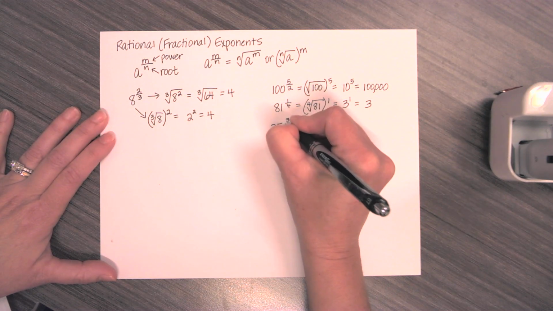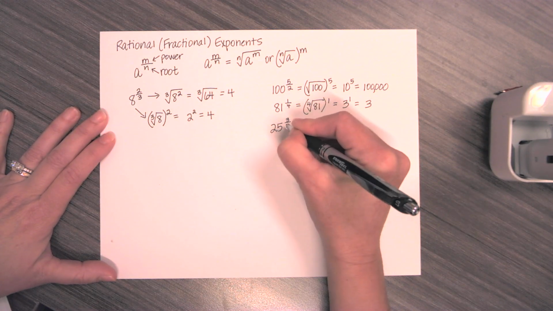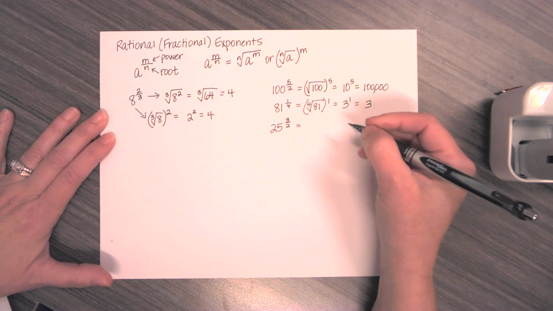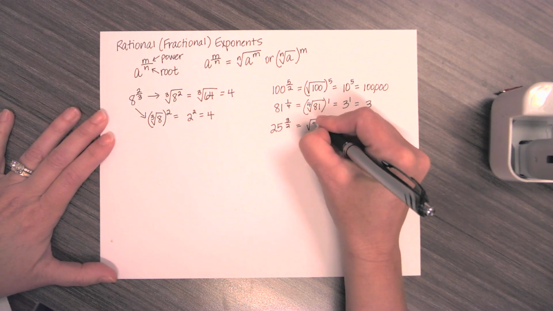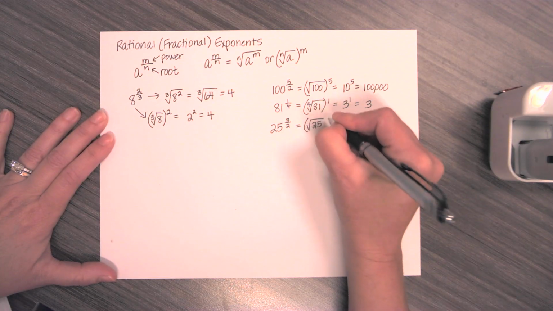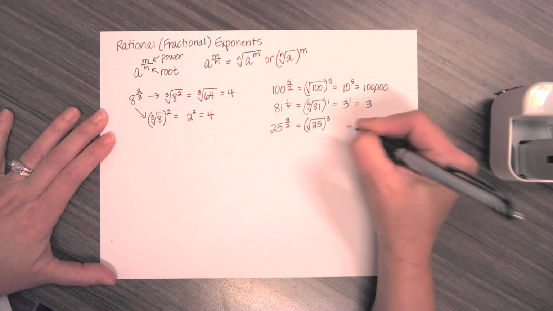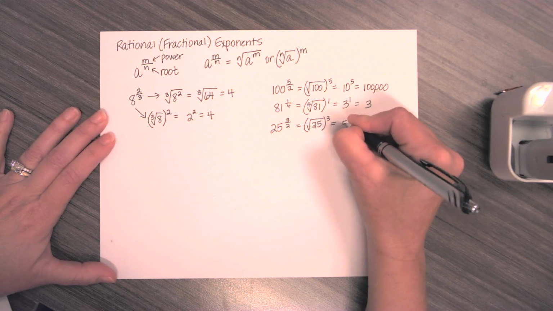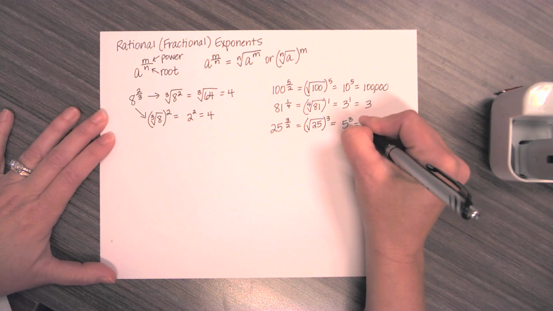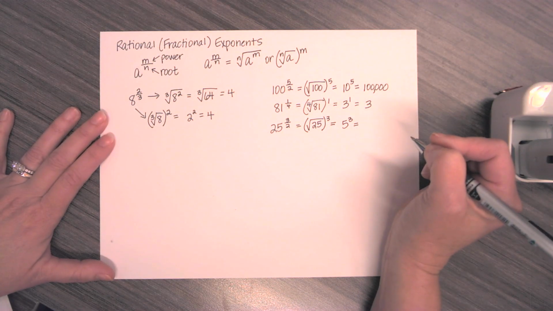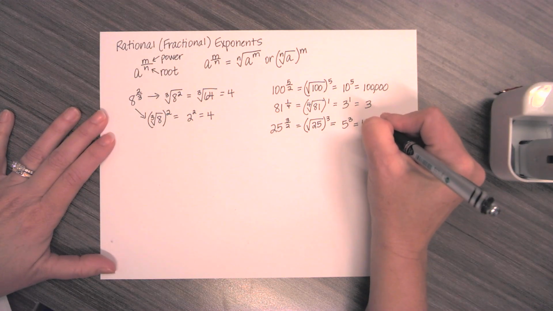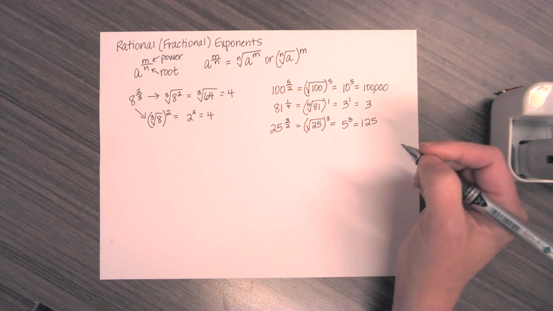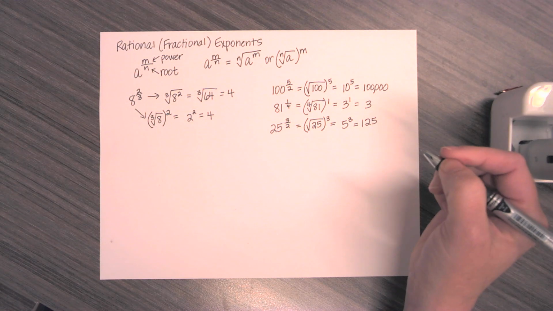25 to the 3/2. Bottom number's the root, top number's the power. A 2 is a square root, so square root of 25, then raise it to the 3rd power. The square root of 25 is 5. 5 to the 3rd power is 5 times 5 times 5. That's 125.